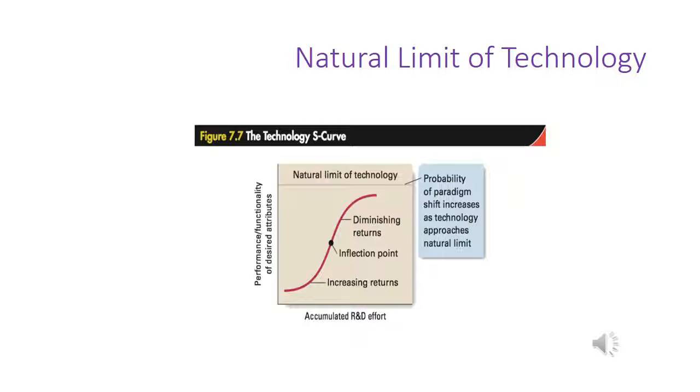The natural limit of technology is the relationship between the performance of a technology and time. Figure 7.7 charts this relationship in what is known as the technology S-curve.